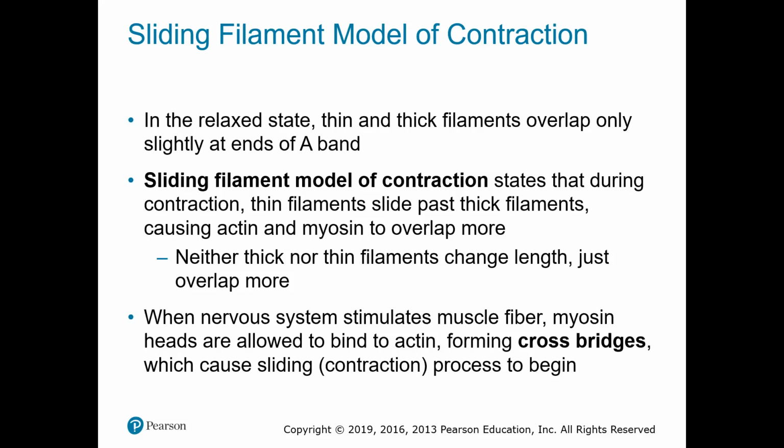This only works if we have a cross bridge. This only works if the myosin head can grab onto the actin at the binding sites. That forms the cross bridge. Once the cross bridge forms, the myosin heads will pivot towards the middle of the A band. That drags the actin with it towards the middle. The actin slides over top of the myosin, and the entire sarcomere shortens.